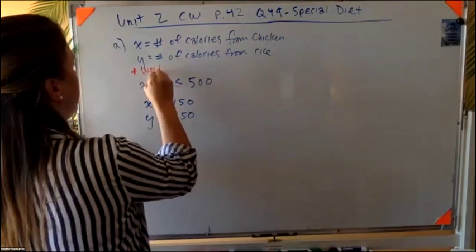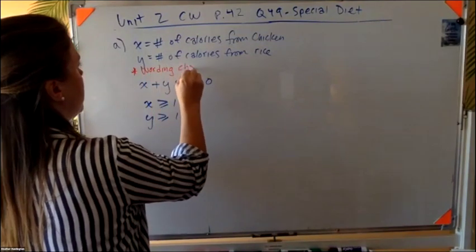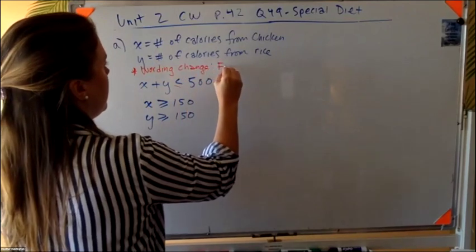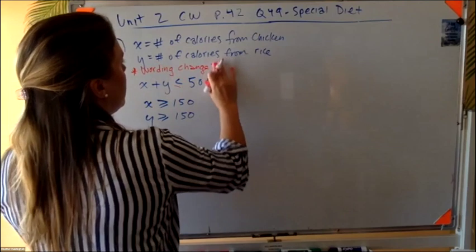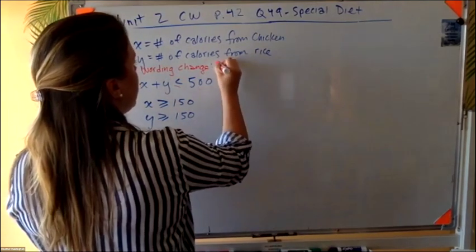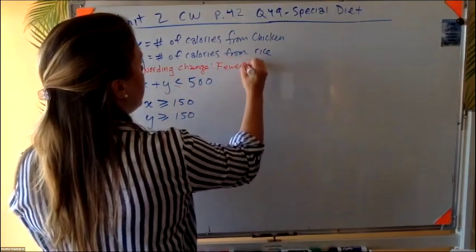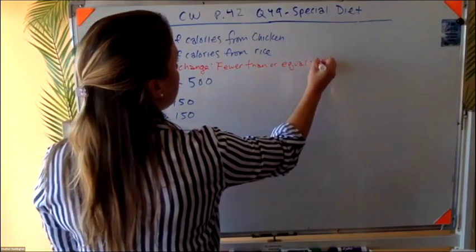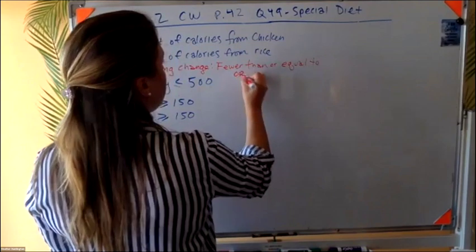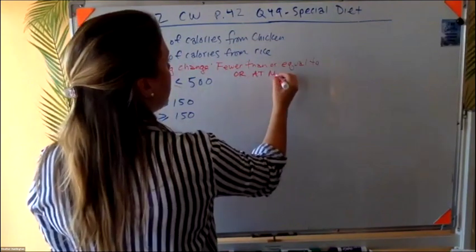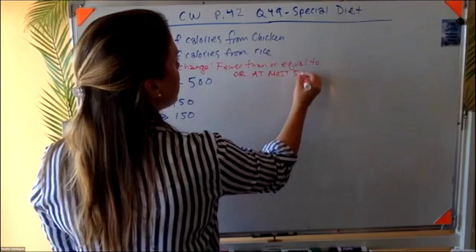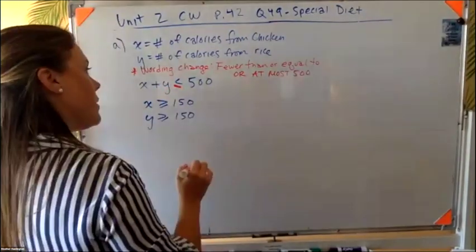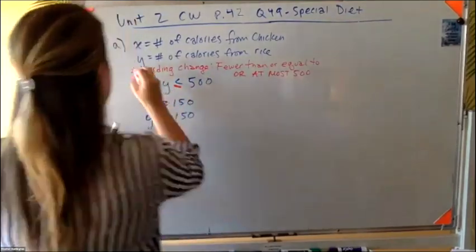Wording change: fewer than or equal to, or we can say at most 500. We need that so that we can use the vertex of the corner of the feasible region.